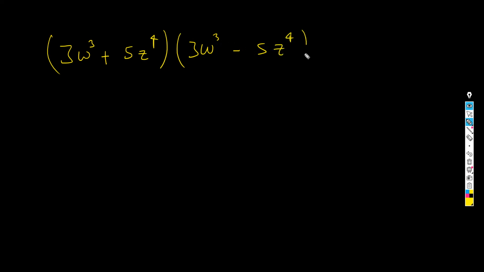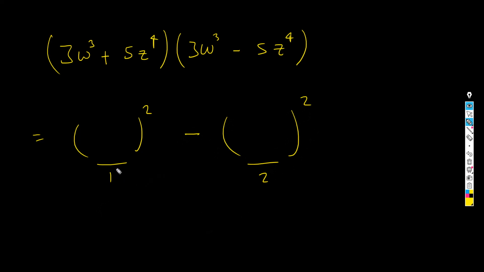Another example, a more complicated conjugated binomials. What if I give you 3w y to the cube plus 5z to the 4? This is one binomial, and let's write its conjugated binomial. Okay, so this is a product of conjugated binomials. What are we gonna get? We're gonna get the square of the first number minus the square of the second number.